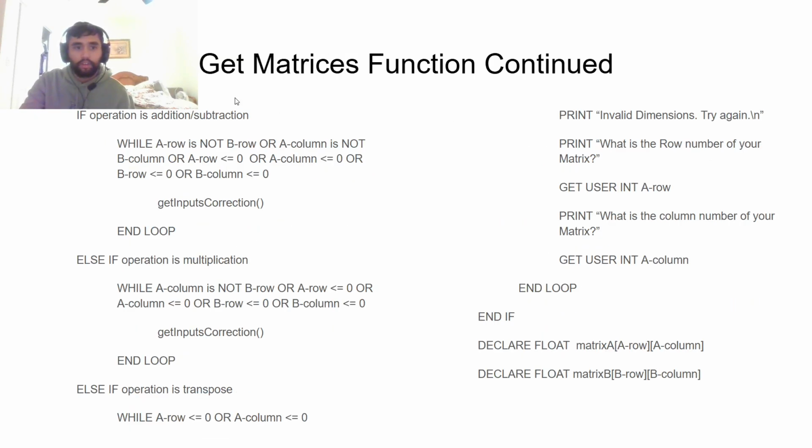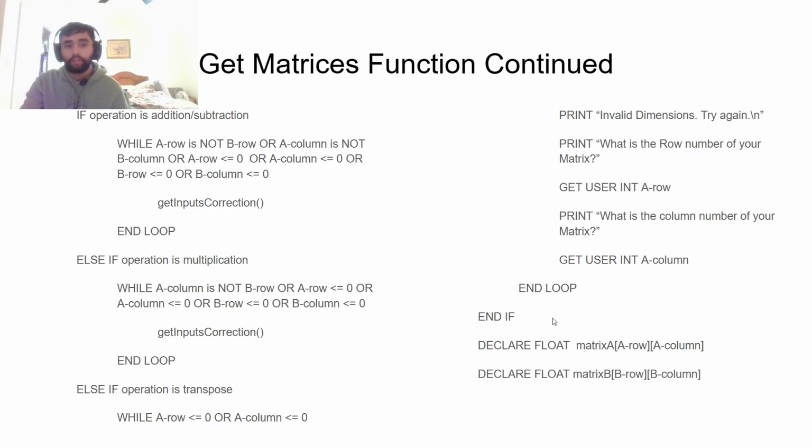Throughout this entire function, this is also where my failure conditions are located, where it checks based off the operation whether, for example, for addition and subtraction, it's a square matrix, and for multiplication, whether the column number of the first matrix and the row number of the second matrix are equal. And obviously it checks for all operations if the row number and column numbers entered are greater than 0, because that would be an invalid dimension.